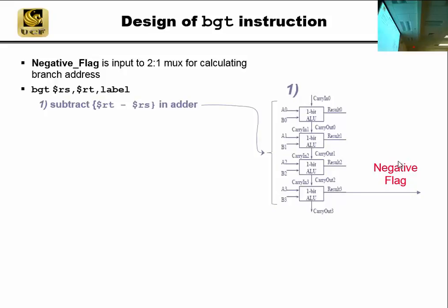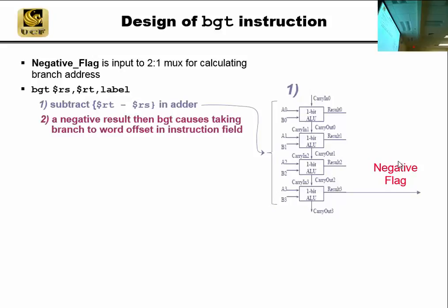So if this negative flag is set, when I subtract RT minus RS, it means that this was a negative result, a negative number, which meant that what? RS was greater than RT because I subtracted RT from RS. If I got a negative number, RS must have been greater than RT. Could they be equal? No. They had to be strictly greater. Then what? Negative result causes the branch.